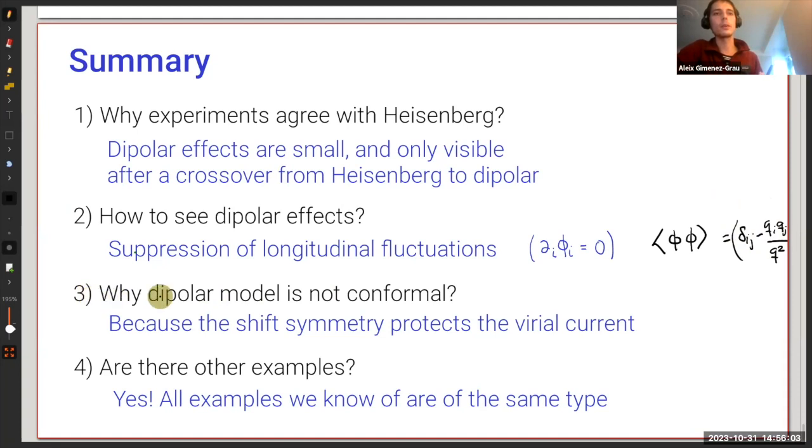Now the other question was, okay, this dipolar model, how is it possible that it's not conformal? And the answer that I just gave is that it enjoys some shift symmetry, and this shift symmetry protects the virial current. And finally, I was wondering, are there other examples that are somewhat similar to this? And in fact, yes. We looked at the literature, and all examples that we know of are of the same type. There's always some shift symmetry, and this shift symmetry is protecting the virial current, and therefore it's okay that there's only scale invariance but not conformal invariance. And that's everything I wanted to say.